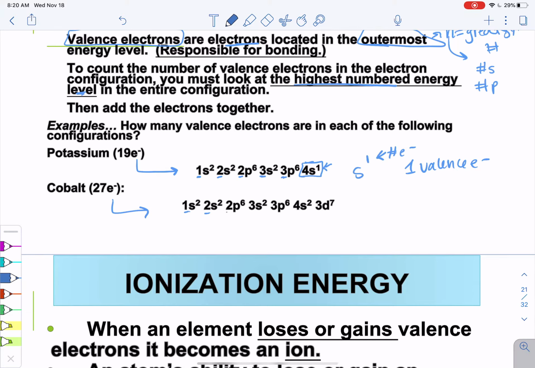These are the energy levels, 1, 2, 3, 4, and 3. Again, the highest number, not the last one. So the highest number is 4, and this has an S2. So there are 2 valence electrons.